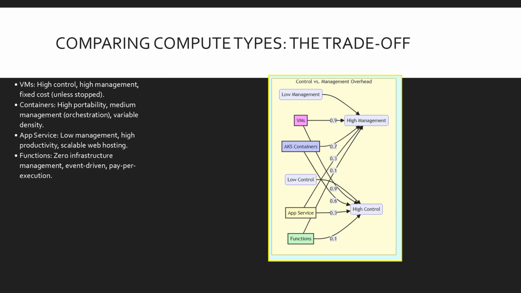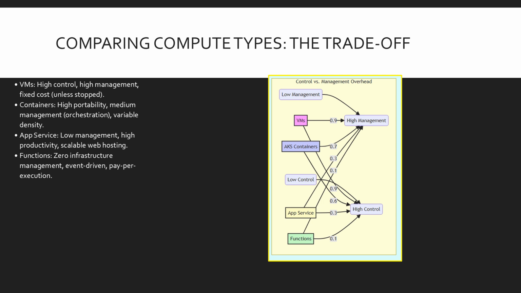To summarize the comparison, think of these options as a spectrum of control versus convenience. Virtual machines give you maximum control, but require high management effort for patching and networking. Containers offer high portability and density, perfect for microservices, but orchestration with AKS adds complexity. App Service strikes a balance, offering low management overhead for web apps so you can focus on coding. Finally, Azure Functions removes infrastructure management entirely, offering the most efficient cost model for event-driven tasks, but with less control over the runtime environment.